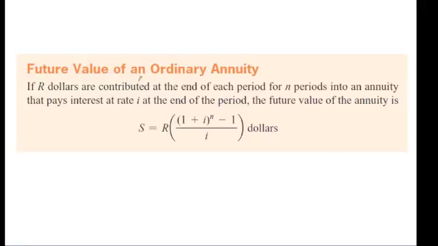The future value of an ordinary annuity. If R dollars are contributed at the end of each period for N periods into an annuity that pays interest at a rate of I at the end of the period, the future value of the annuity is S equals the periodic payments R times (1 plus I) raised to the N minus 1, divided by I, and our answer comes out in dollars. Let's do a sample of that.